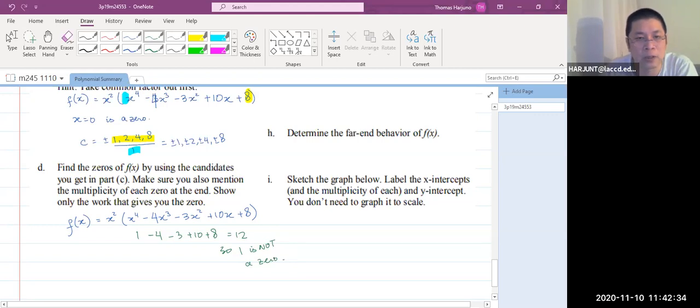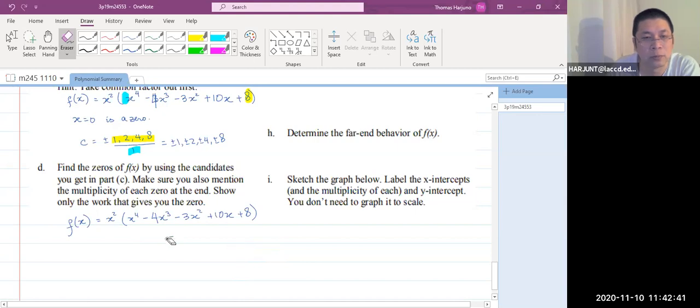Okay, 1 is not a 0. Okay, then we don't try 1. What numbers do you want to try? 1, negative 4, negative 3, 10, 8.